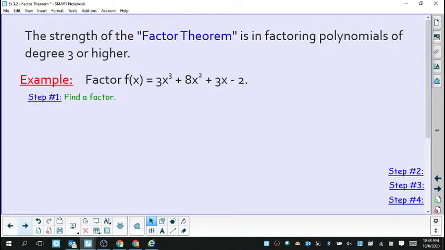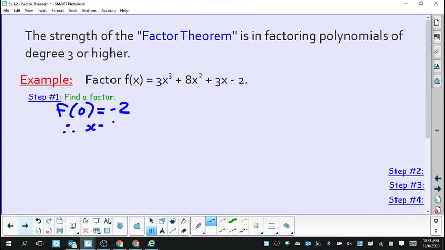Now what we want to do is find a factor. So an easy factor to start with is 0. Right? Because substituting 0 in is easy. This would be 0 plus 0 plus 0 minus 2. What's 0 plus 0 plus 0 minus 2? Minus 2. Wow, you did that in your head very quickly. So we know that f of 0 equals minus 2, therefore x minus 0 is not a factor.